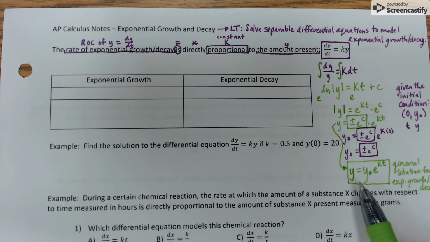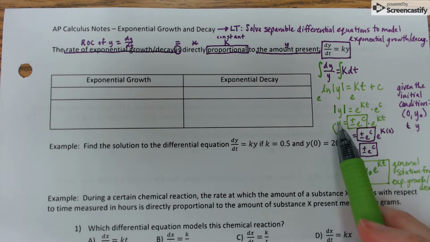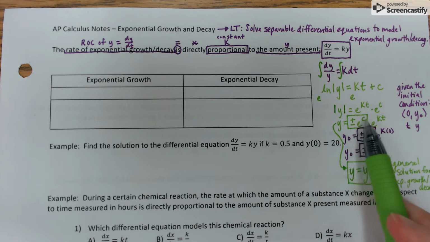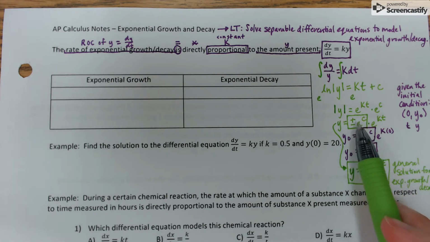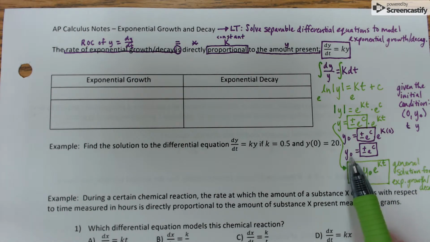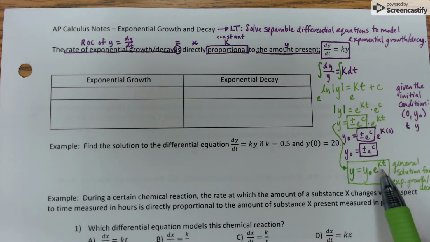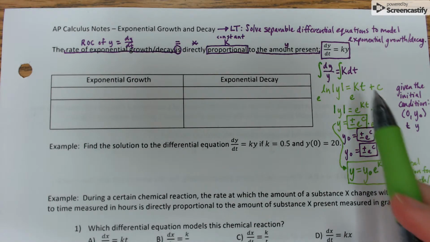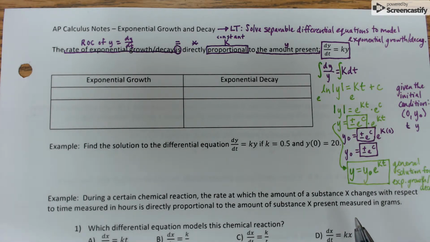So to finish finding my general solution, I'll go back to that step right after I had removed the absolute value bars, that y equals. I'm going to replace my unknown constant in the box with what we just found to be y naught, and then it's times e to the kt. And so this final general solution is the solution you'll get anytime that you solve an exponential differential equation. So it doesn't matter what the initial amount is, what the relationship constant k is, they all solve to the same general solution.